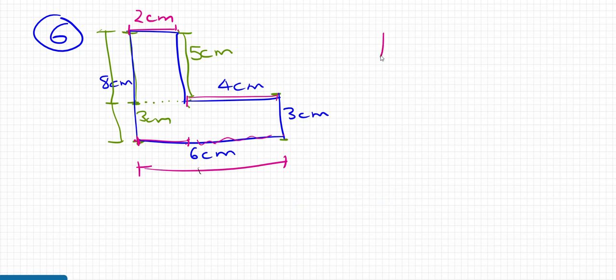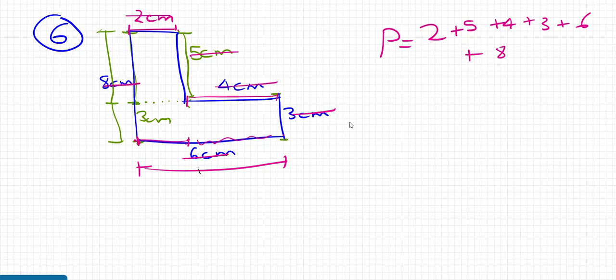Now the perimeter is to add up all the sides. So 2, I'll cross them off as I go, or circle them. So I've got 2 plus 5 plus 4 plus 3 plus 6 plus 8. That one there. Okay? And that will leave me with my perimeter. So these ones that I just wrote, like the 3, you can just ignore that.